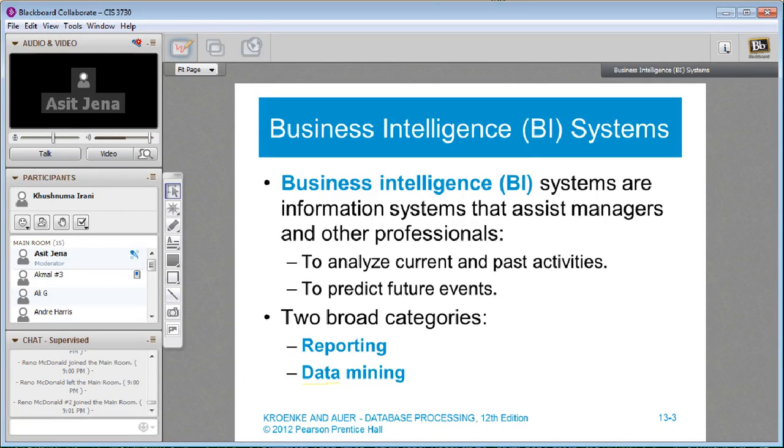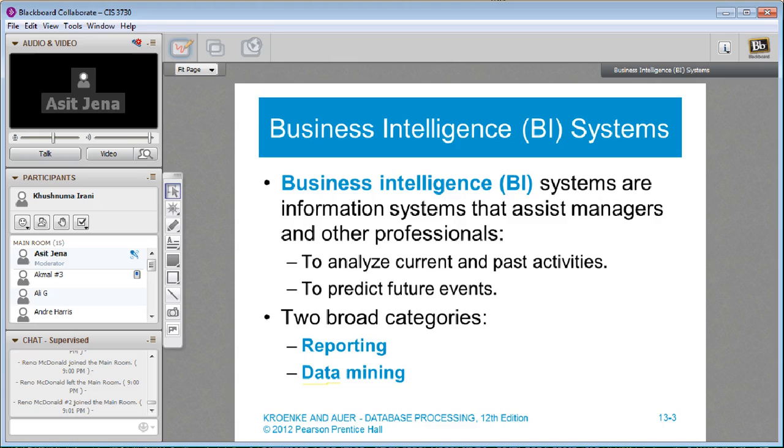What exactly business intelligence is, why it is important, and how SQL, learning conceptual design and physical design and all that stuff that we learned in this class helps in doing business intelligence. Business intelligence systems are information systems that assist managers and other professionals to analyze current and past activities, to predict future events. So basically, this is a tool for senior managers, C-level executives, CEOs, to see how the company is doing, analyze current and past activities.